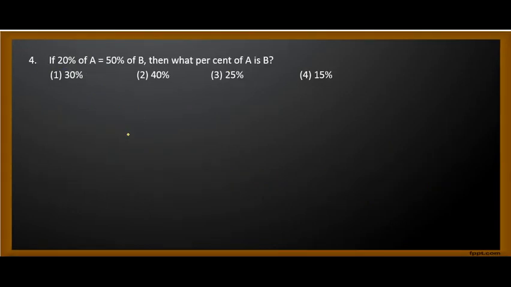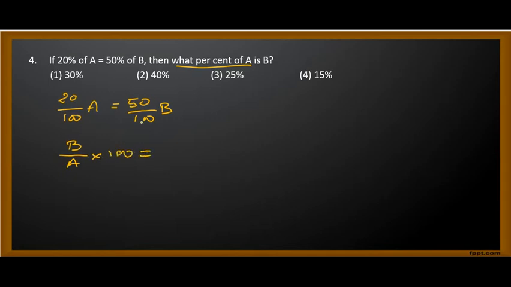Now coming to this question, if 20% of A is equivalent to 50% of B, straight away we can say that 20 by 100 A is equivalent to 50 by 100 B. This is the information given. Now what is the question he is asking? What percent of A is B? See the question carefully. What percent of A? It means here A is the reference value, B is the required value. So the question here is asking B by A into 100.